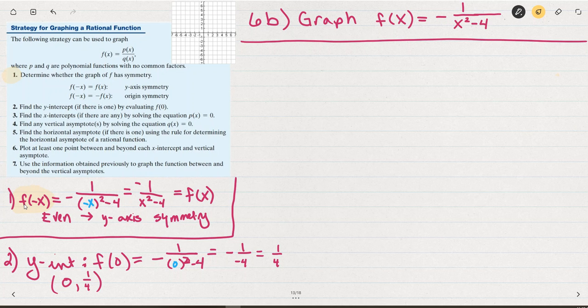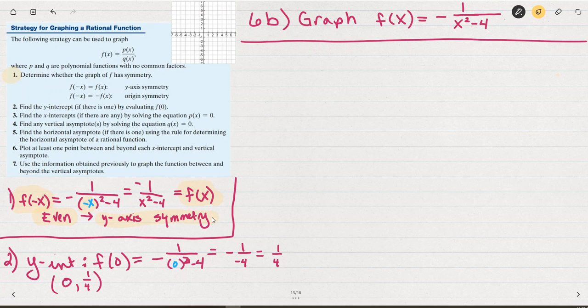So when we evaluate f of the opposite of x, we can determine whether it's even or odd. To do that, I'm going to simply replace all the x's with the opposite of x. And look at what happens in this case. When we replace x with the opposite of x, we get f of x back. So what that tells us is that this function is even, and therefore it has y-axis symmetry.